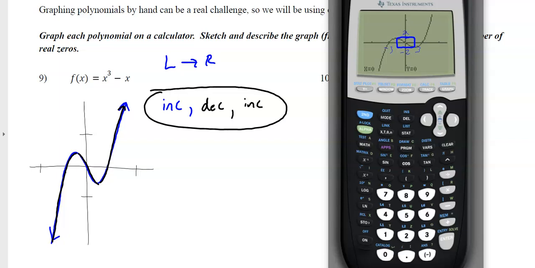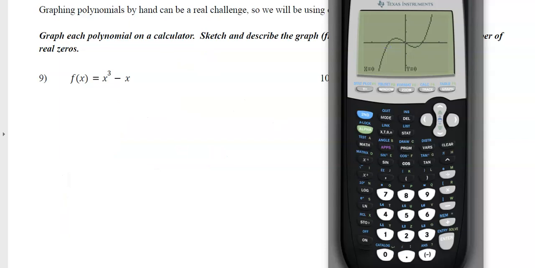So we've sketched it, we've described it, and now we need to put the number of real zeros. How many times is y equals 0? It looks like 3 times. So we have 3 real zeros. That's all we really need to do for today. We're going to get more in depth later, but that's good enough.